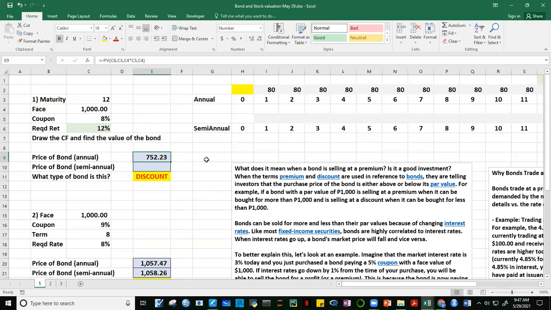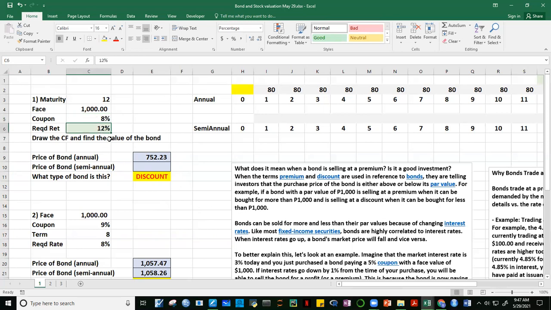Why? Because we're being sold a bond that only pays 8%, when the prevailing rate now is 12%. So it means that this type of bond is called a discount bond. So the seller of the bond should be willing to sell the bond at a lower price because he's only going to pay 8% when in fact the prevailing market rate is 12%.